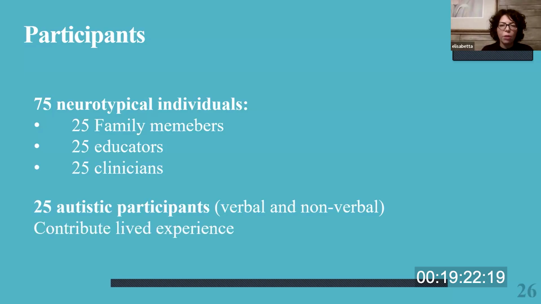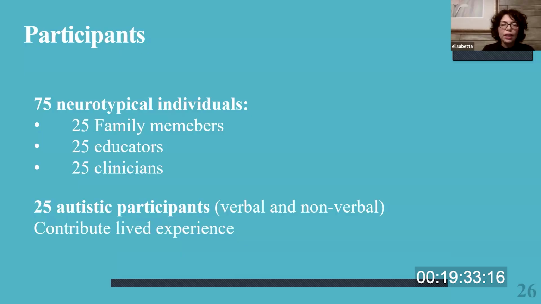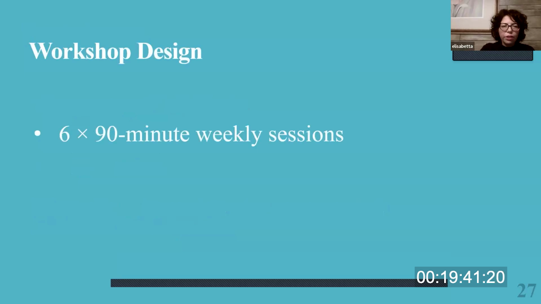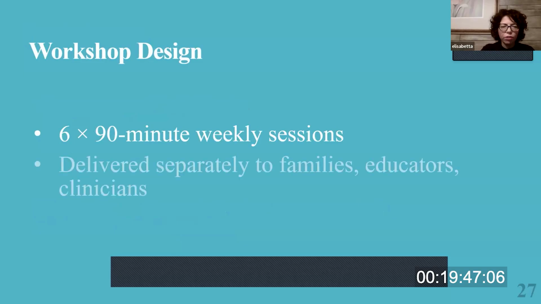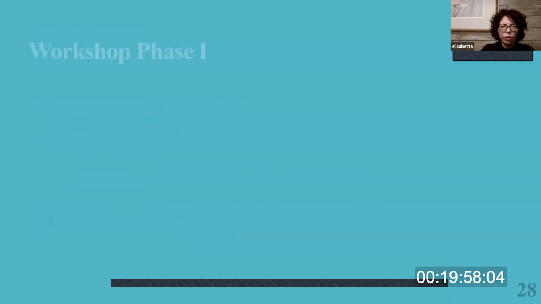So they will help in the design of the workshop, and also help us understand if neurotypical attitudes actually change after this philosophical workshop. Regarding workshop design, it's six weekly 90-minute sessions, delivered separately to families, educators, and clinicians, and, as I said before, co-designed with autistic individuals. So we have two phases in this workshop.